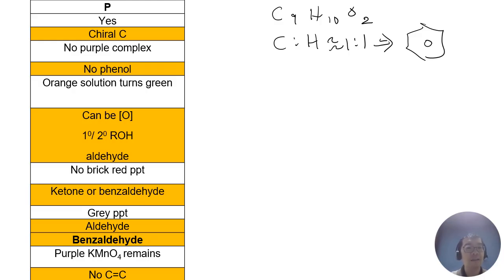And for the Fehling's test, which gives no brick red PPT, it indicates that there is either a ketone or a benzaldehyde. And since no phenol is present, and that it can be oxidized, which means that it can be a primary or secondary alcohol or an aldehyde. So let's trial and error. So let's say we have a benzaldehyde, C double bond O and a H. If you do the math, that will give you a total of 7 carbon atoms.